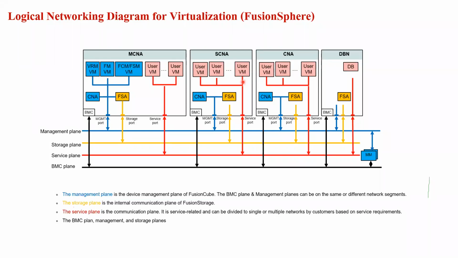Okay, all these four types of network we have to design during the deployment of FusionAccess over the FusionCube. So if we don't have the FusionAccess solution and have only the FusionCube, during that time also the same network we have to define. Okay, so there is no need to change anything here in the network part.